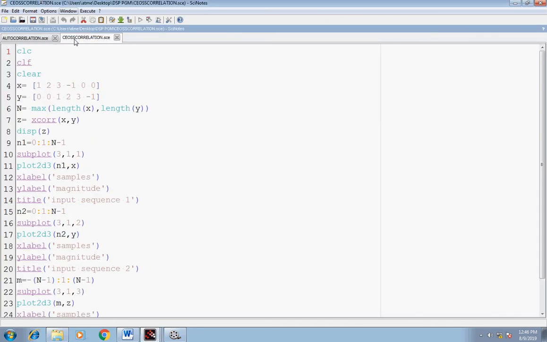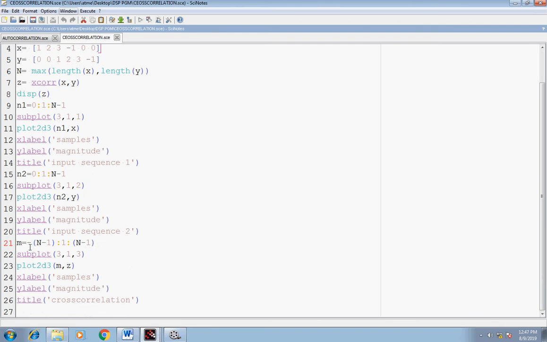Similarly we have a program here for cross correlation, where we are defining two different sequences x and y, and z gives you the correlated output, where the command used here is xcorr(x,y). The same thing we are going to plot here. So here we are plotting two different sequences, right? One is n1 with x and another is n2 with y. Here n1 ranges from 0 to n minus 1, as well as n2 from 0 to n minus 1, whereas m for the correlated output is from minus (n minus 1) to n minus 1. Okay, and just give the x label, y label, title.